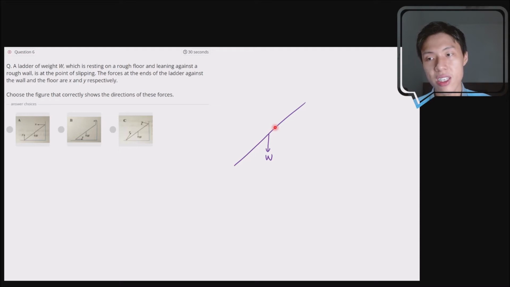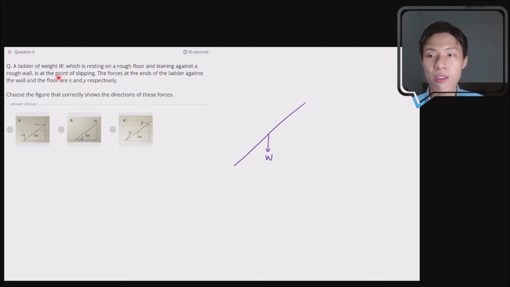Okay, next, is it attached to any strings, ropes, or cables? Well, it's a ladder. It's not connected to any strings, ropes, or cables, so there will be no tension. Next, is there any external force, or is there any force being explicitly mentioned in the question or in the diagram? Well, they mentioned forces acting by the ladder and the wall, but we will assume that as reaction force, or normal force, or frictional force later. Okay, so there is no external force.